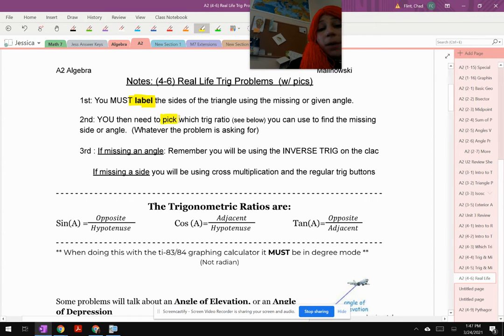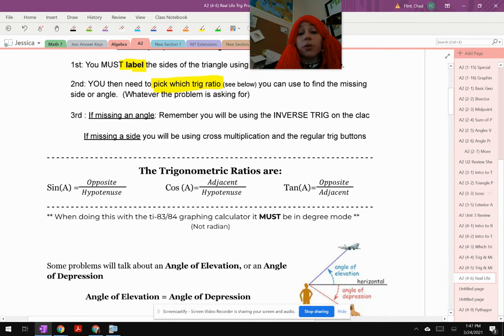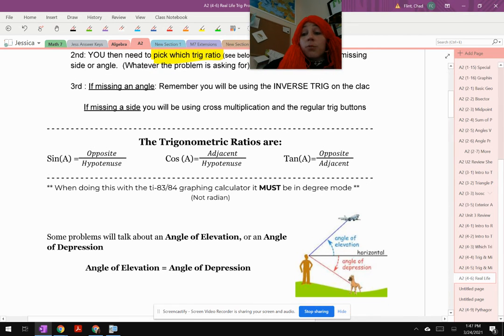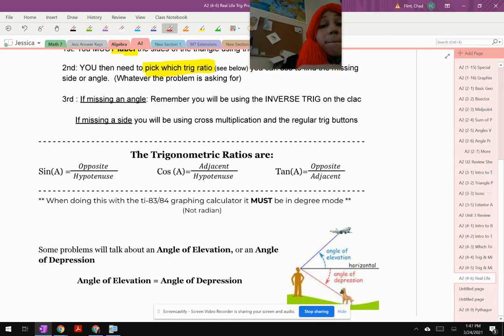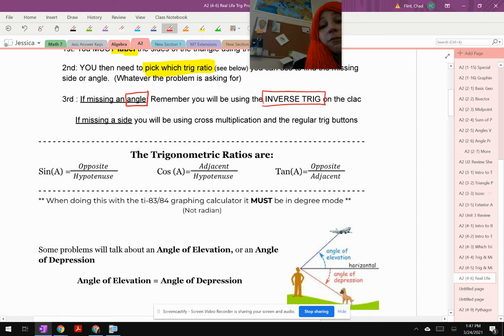Then you need to pick the trig ratio you're going to use. Remember how we were doing that before? Which one makes the most sense based on what you're given and what you're looking for. And then some review of our last two pieces where we actually started solving these problems. Remember, if you are missing an angle, you need to be using that inverse trig option. You have to hit the second button. Then you're either cos, sine, or tangent.